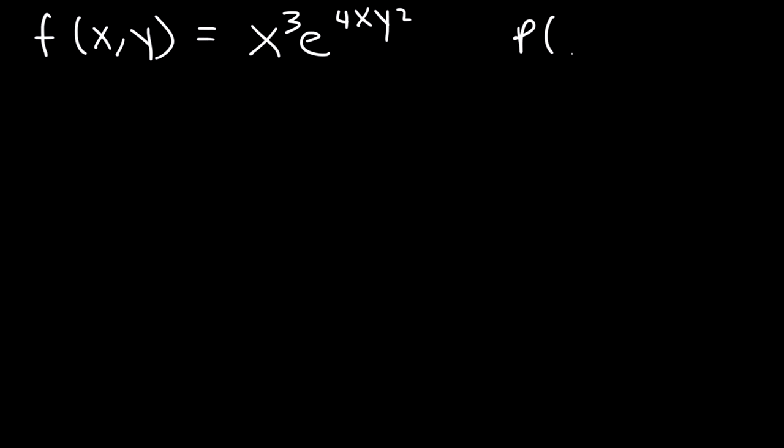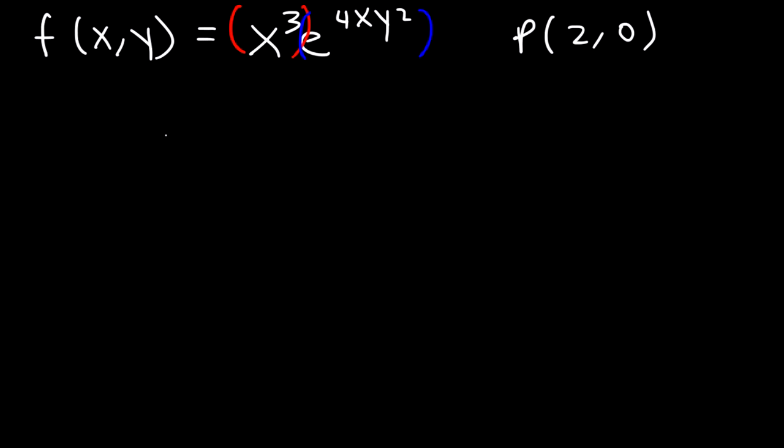Here's another example, but this one might be trickier. Let's say we have a function equal to x cubed e raised to the 4xy squared. And let's evaluate the partial derivatives with respect to x and y at the point (2, 0). So how can we find fx and fy? Now here's where we need to be careful. When looking for fx, you need to use the product rule, because the x variable is in the first part of the function and it's in the second part. But when finding fy, you don't need to use the product rule.